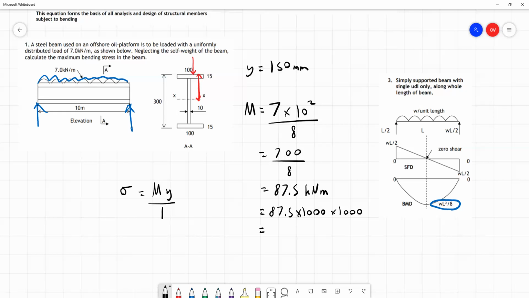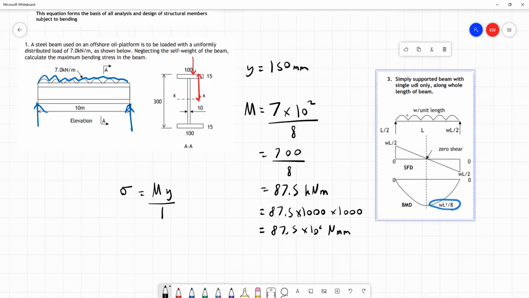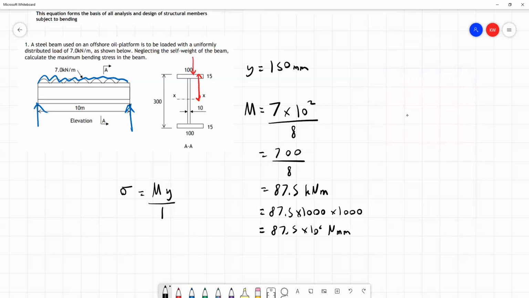So we can actually just write this simply as 87.5 times 10 to the 6. So that just means add 6 zeros afterwards, and that's what multiplying by 1,000 twice does. Times 10 to the 6 Newton millimeters. And so we've got our units in the form we require. Now let's get rid of this standard case just now. We don't need that. So we've got our value for M.